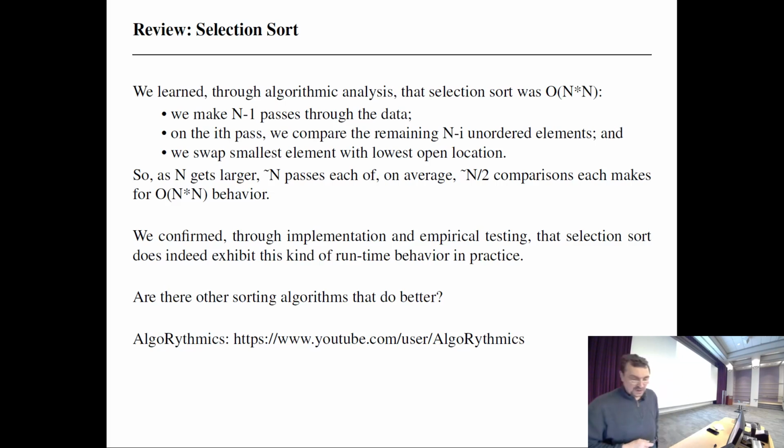Okay. So when last we met, we talked about selection sort. We did an algorithmic analysis that let us understand that selection sort is order n squared. This was a summary of what the order n squared was. We did some implementation and testing. The selection sort does have that runtime behavior. Remember that curve grew. It had that quadratic shape. And then the question is, were there other sorting algorithms to do better?